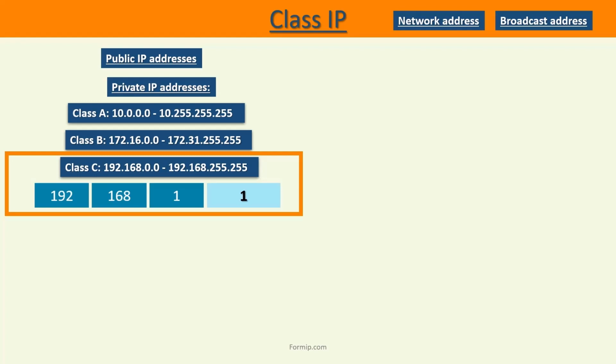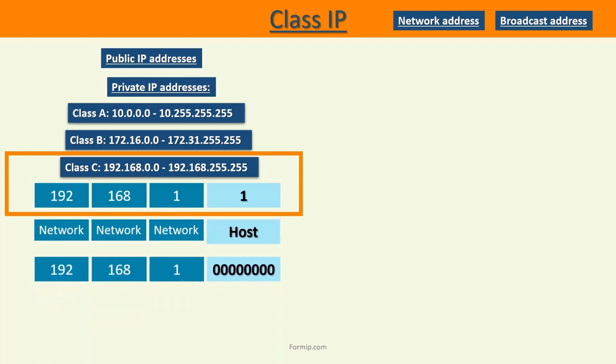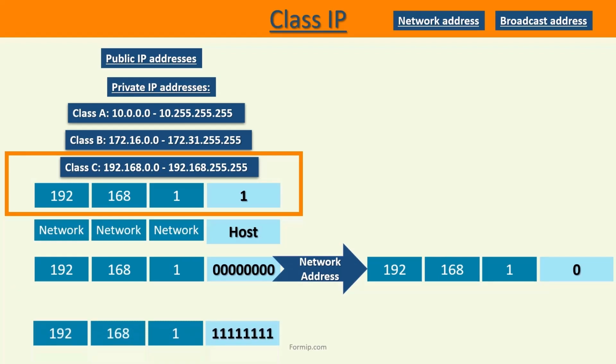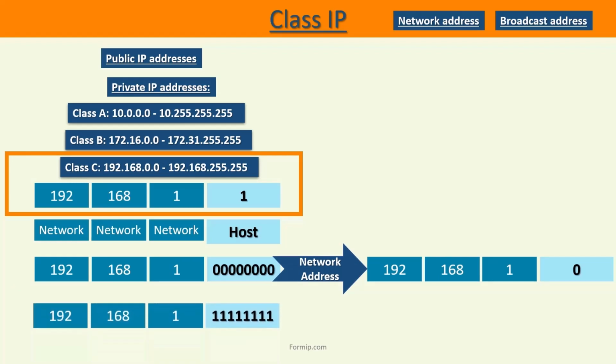We will take our Class C IP address as an example. We have to look at the last octet which is used for the hosts. If we set all the bits to 0 in our host part, we have the network address. 192.168.1.0 is the network address, so it is impossible to assign it to a PC. And if we set all the bits to 1, it gives us the broadcast address.